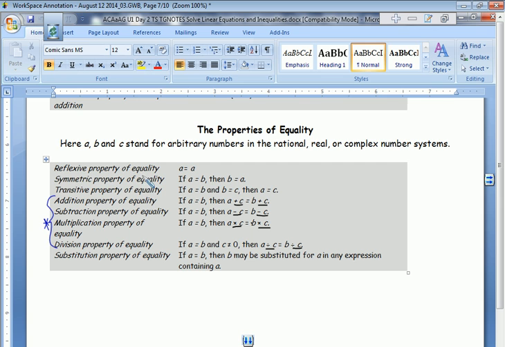Now the reflexive, symmetric, transitive properties, we're going to use these more when we get to the geometry part of this class. And then the substitution property of equality we will talk about soon. We'll use that when we're doing systems.